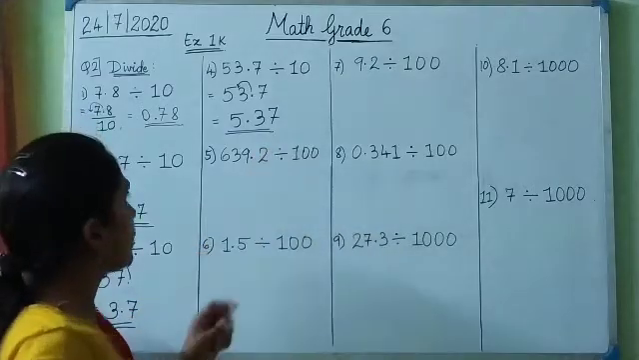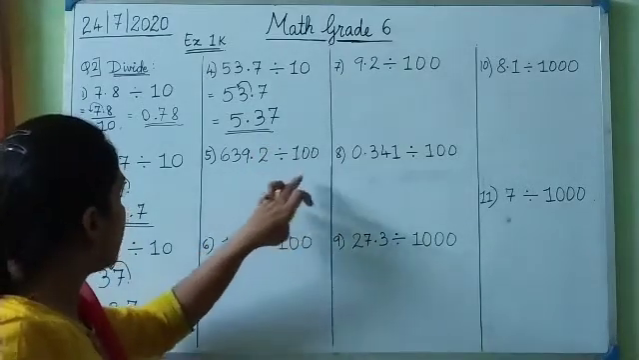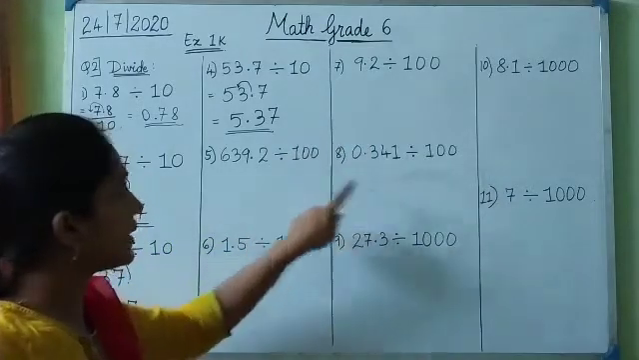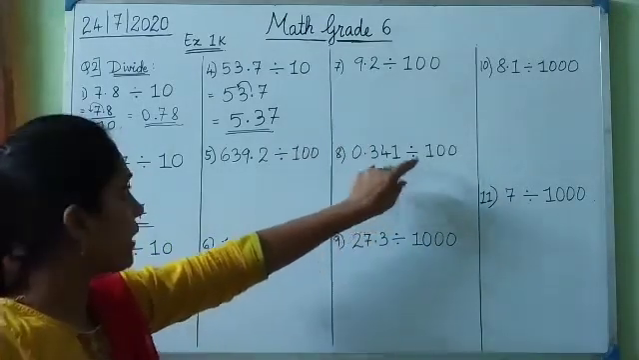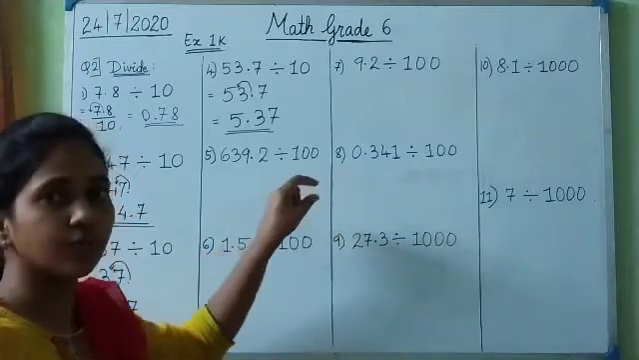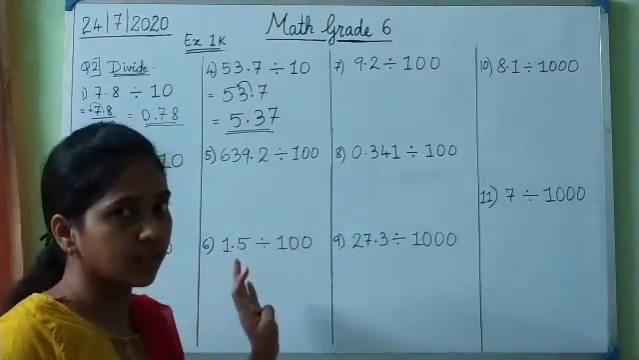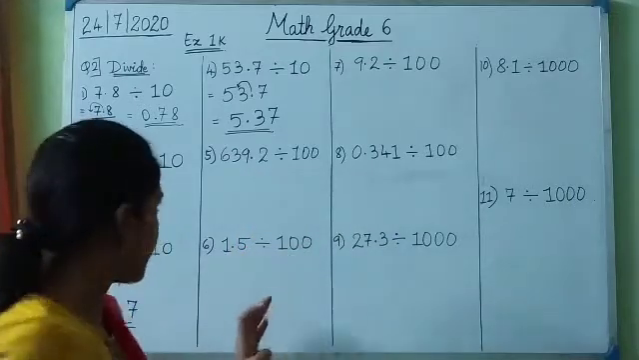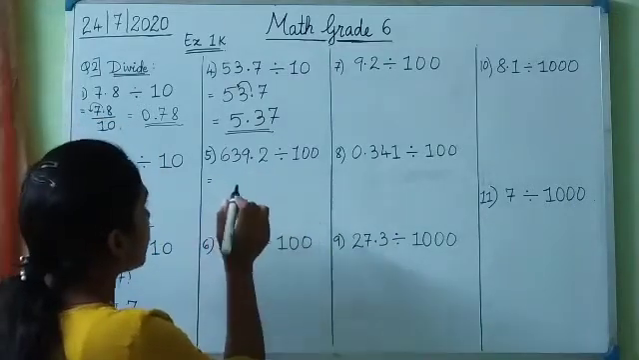Now the fifth question. From the fifth onwards, the fifth, sixth, seventh and eighth questions, all these numbers are divided by 100. In these sums we have to shift the decimal point 2 places towards the left, because there are 2 zeros in 100. So let's write the number.